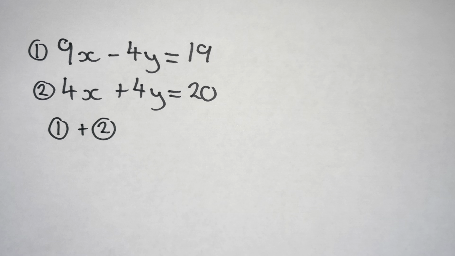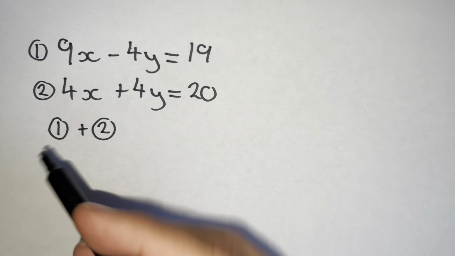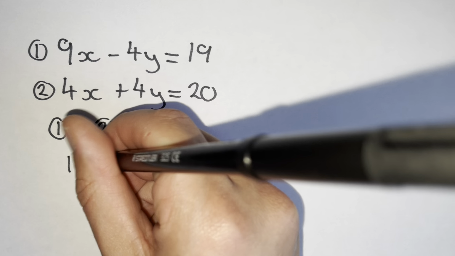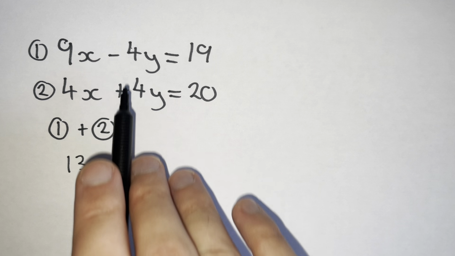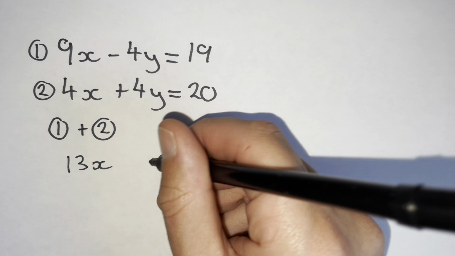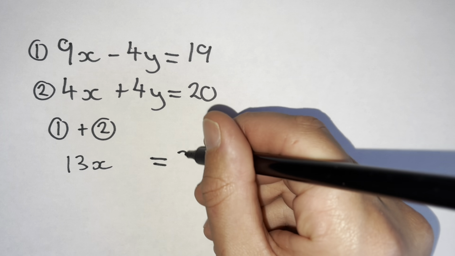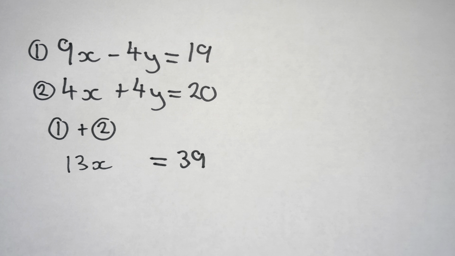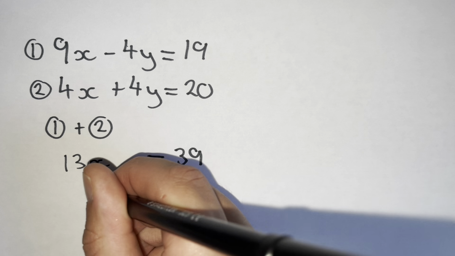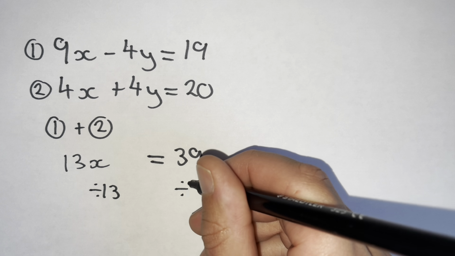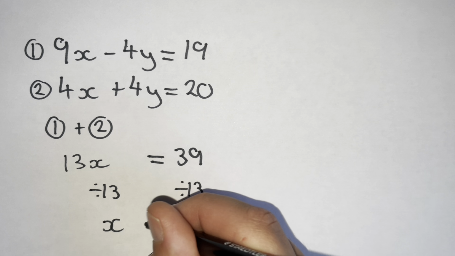If we add equation 1 and equation 2, 9x add 4x is 13x. Negative 4y add 4y is 0. And 19 add 20 is 39. And we can solve this for x by dividing both sides by 13. Which gives us x equals 3.